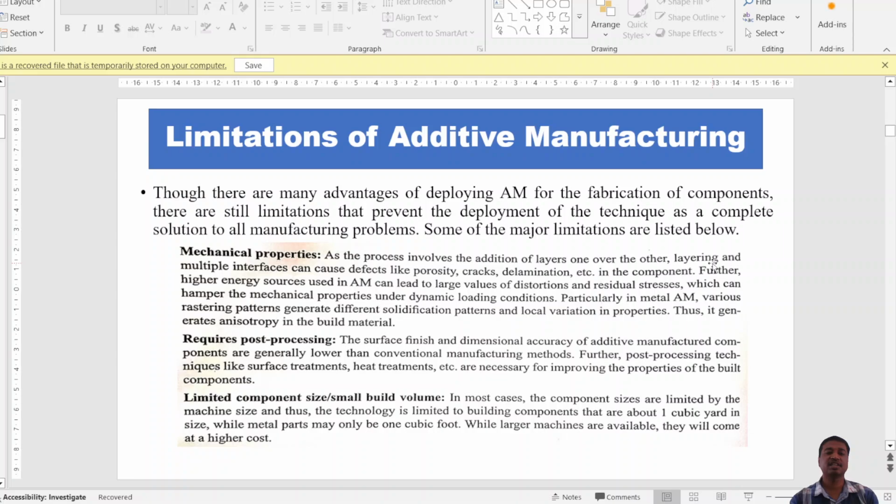And the last one is limited component size or small build volume. In most cases, the component size is limited by the machine size, and thus the technology is limited to building components that are about 1 cubic yard in size, while metal parts may only be 1 cubic foot. While larger machines are available, they come at a higher cost.